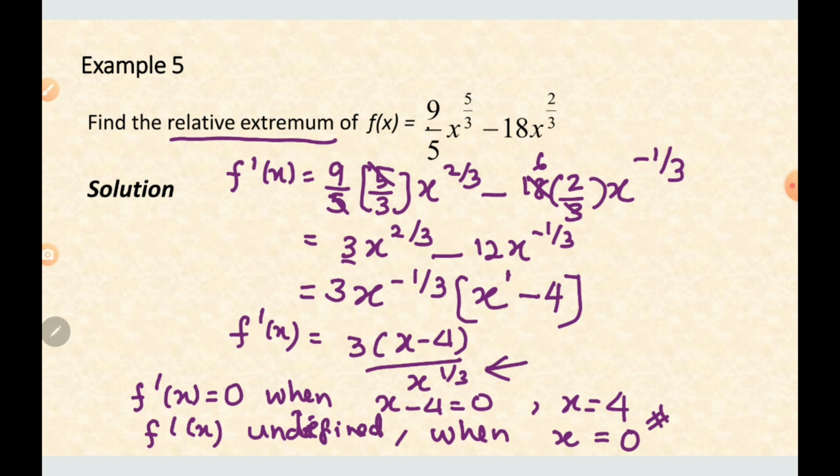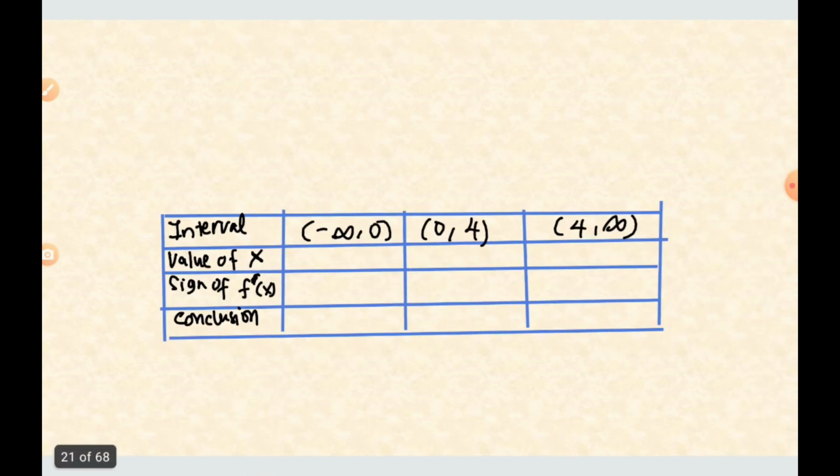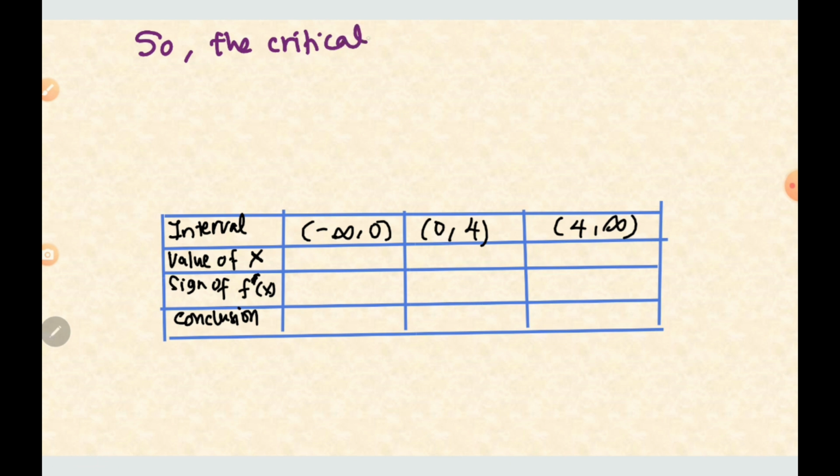So therefore we have these two values, and these values are called the critical numbers. Okay, so the conclusion is, the critical numbers are x equals 0 and x equals 4.